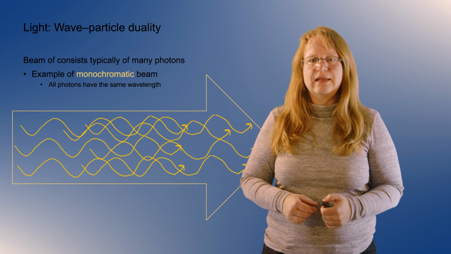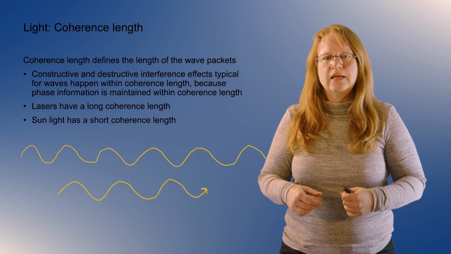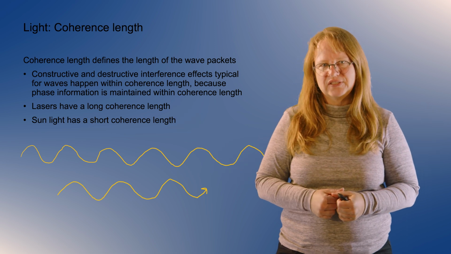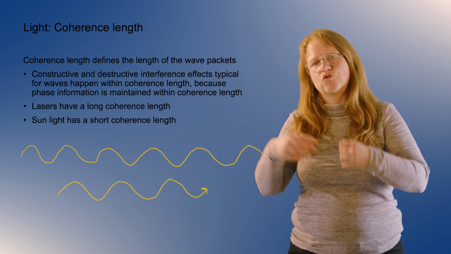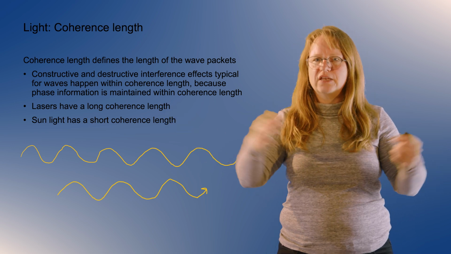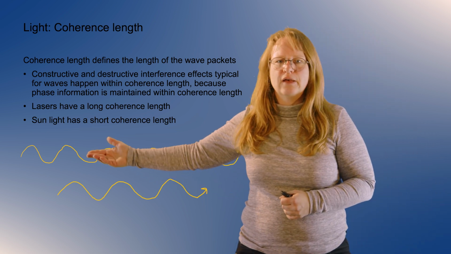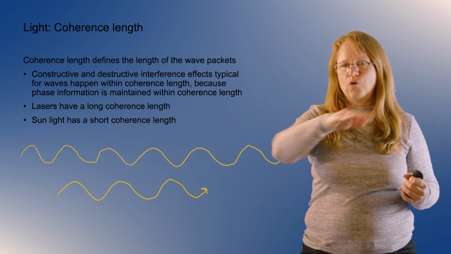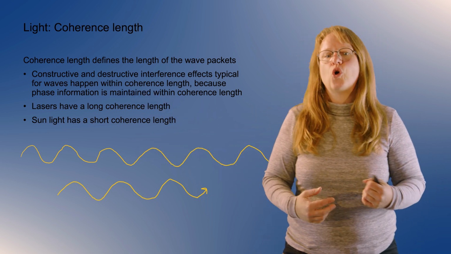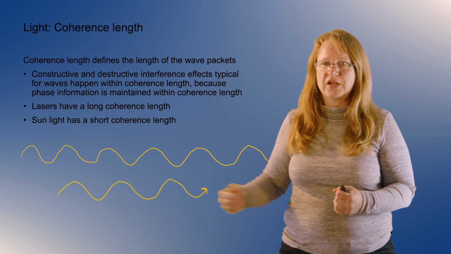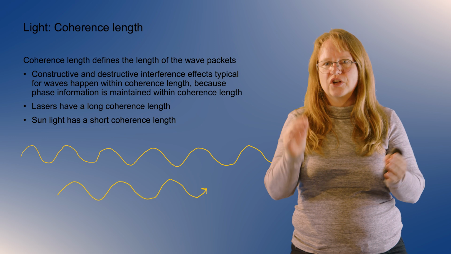Before moving on to the sunlight, I want to do one side remark on the length of these wave packets. This length of the wave packets is described by the coherence length, or the coherence length describes how long the individual wave packets are. So lasers have a very long coherence length, so they have long trains of radiation, while sunlight has a short coherence length, so the wave packets are rather short in spatial length if you look at where it starts and where it ends.